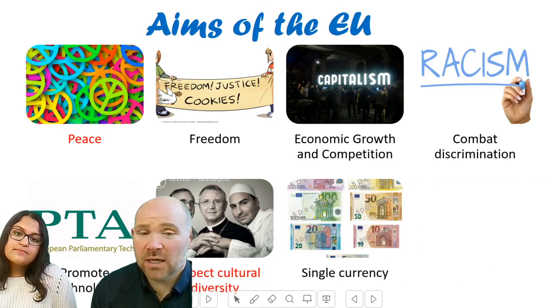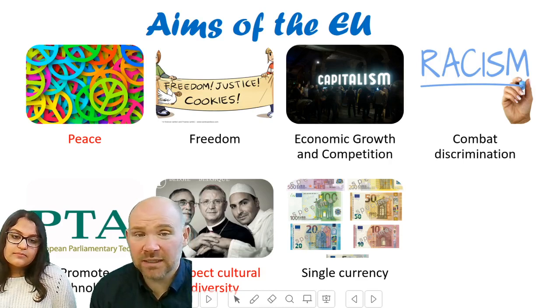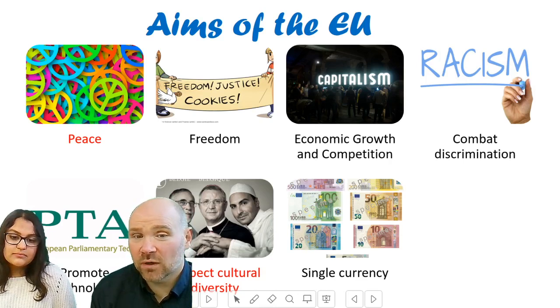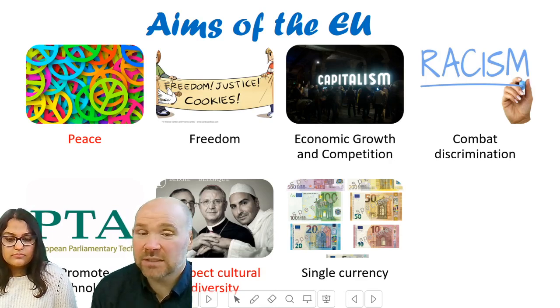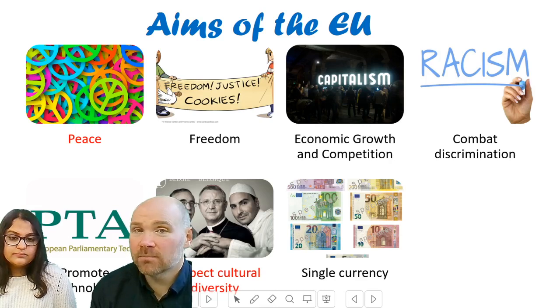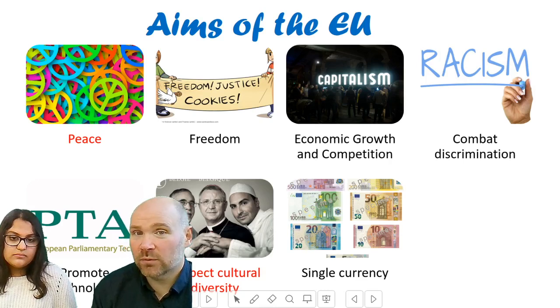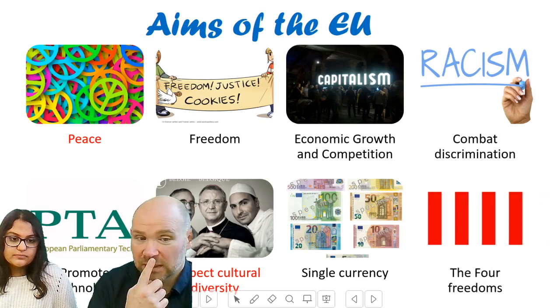One of the other aims, which has been partially fulfilled, is a single currency, which obviously links to economic growth and competition and so on, and which led to the creation of the euro in the late 1990s and early 2000s. Britain, of course, and other countries decided not to join it, but any new members of the EU must join the euro. So for argument's sake, if we were to leave and rejoin in the future, it's highly likely that we would be told that part of the deal for rejoining would be to join the euro.